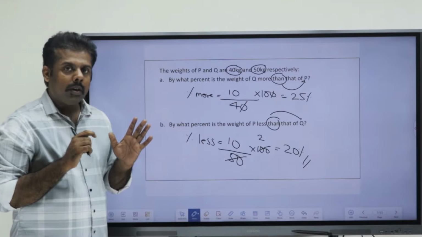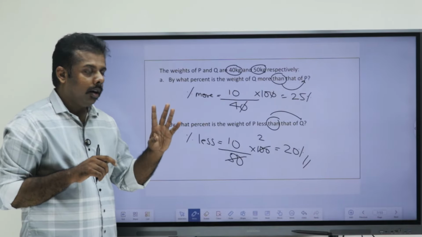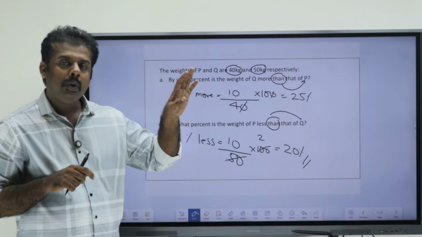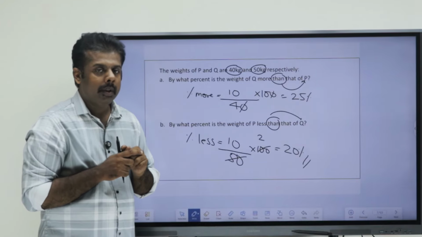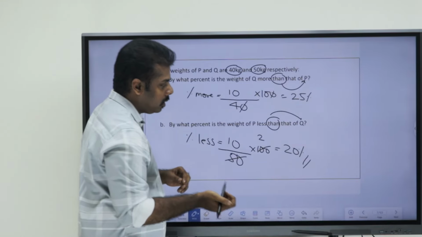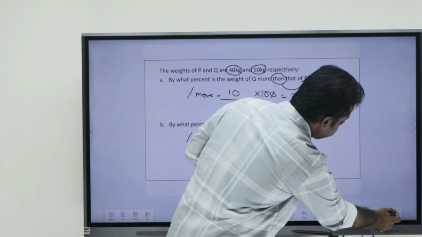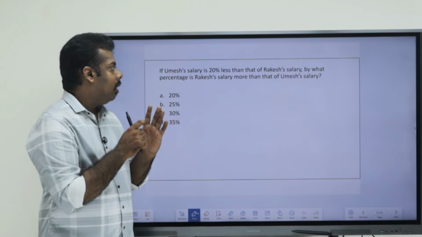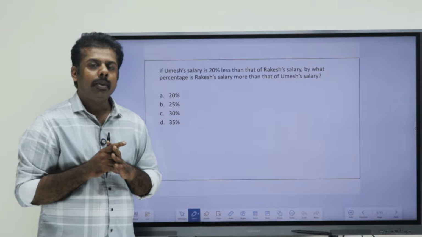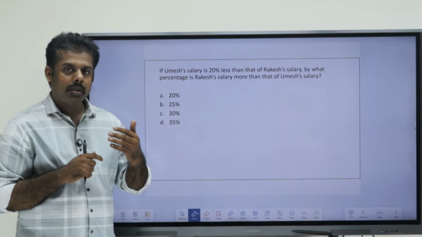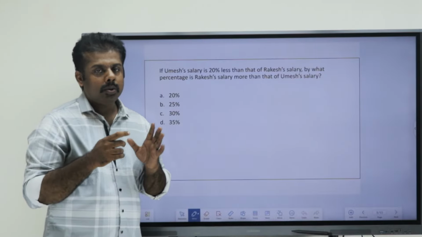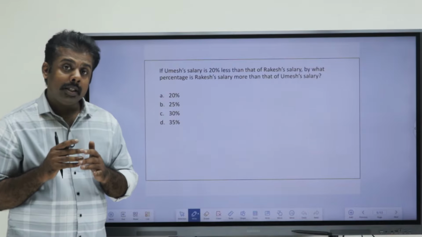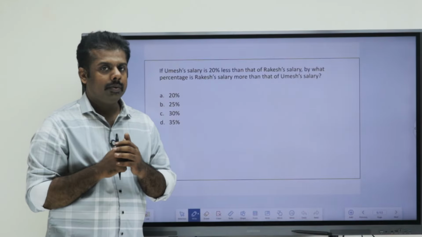Okay, so I hope that you got clarity regarding if they are asking percentage more or percentage less. Now I think we can move to the next part. We are going to discuss some word problems that will be crucial for us in the main questions, as we said, in the caselet part that we are going to discuss further.